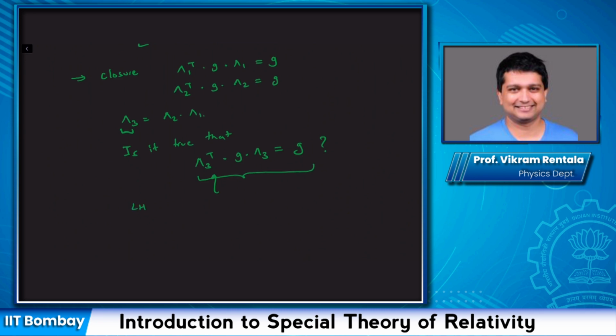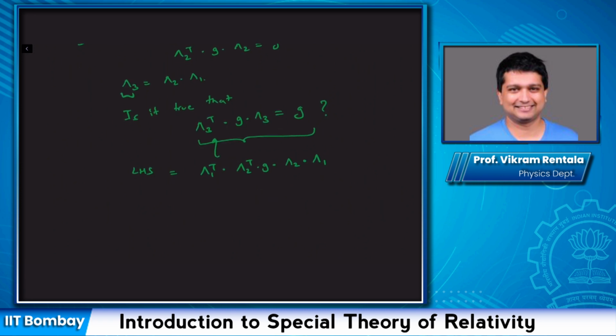So the left hand side is lambda 2 transpose lambda 1 transpose dot g dot lambda 2, oops, sorry, I made a mistake here. This is going to be lambda 1 transpose dot lambda 2 transpose dot g dot lambda 2 dot lambda 1. And since matrix products are associative, I can always group them together like this.